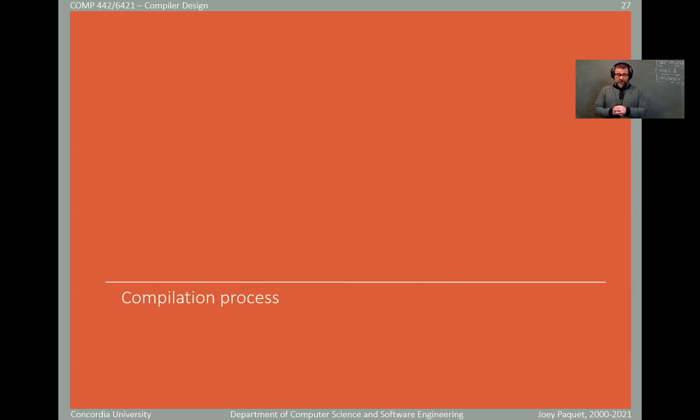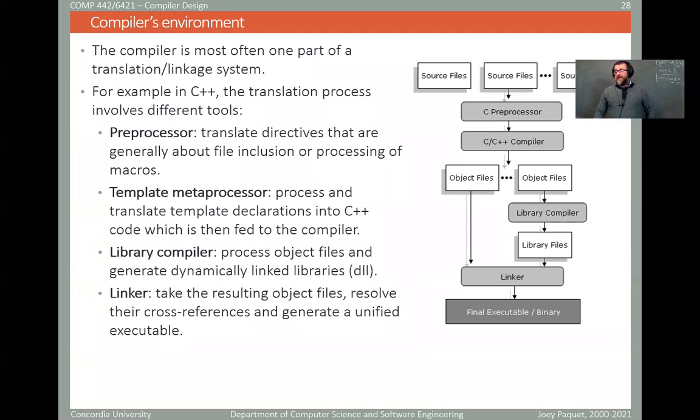Now, here we go more specifically into the compilation process, or all the steps involved in the translation process. So let's take the example of C++. C++ is a compiled language, fully compiled. There's no interpretation involved in C++, though some C++ interpreters have been designed. But the main way that people use C++ is by compiling it.